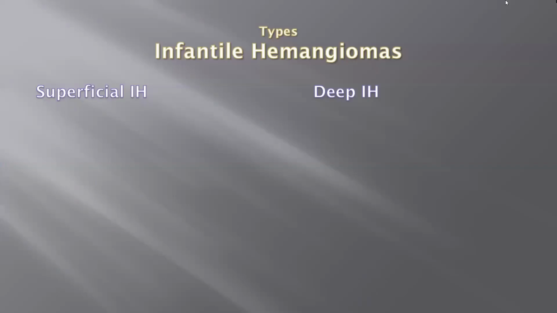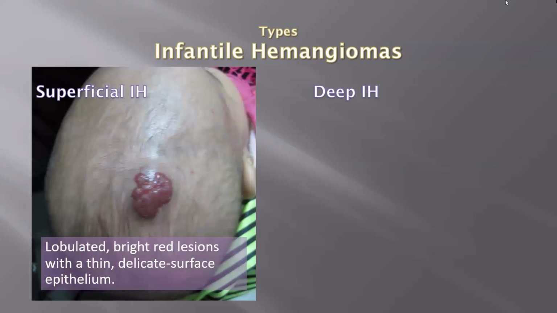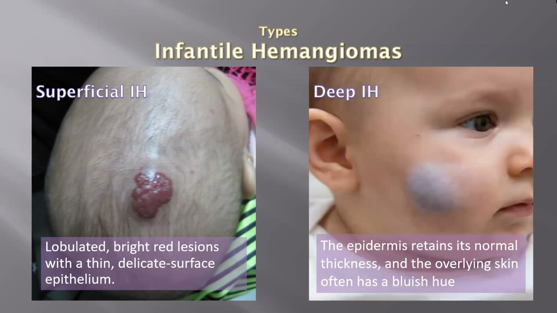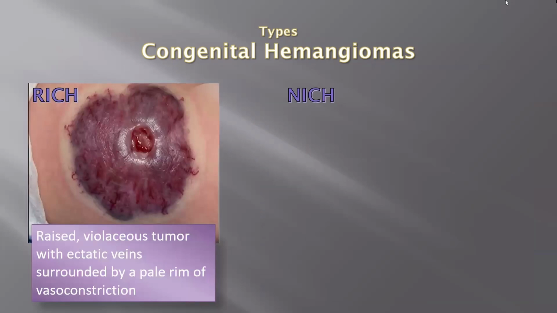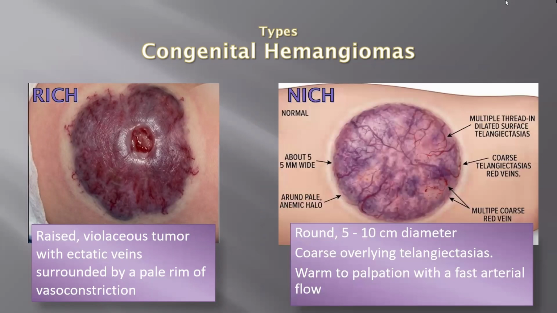Infantile hemangiomas may present in one of 2 forms, either a superficial or a deep infantile hemangioma. The superficial form is characterized by lobulated and bright red lesions with a very thin and delicate surface epithelium. In the deep infantile hemangiomas, the epidermis retains its normal thickness and is not thinned, and the overlying skin often has a bluish hue. As we discussed, congenital hemangiomas come in 2 forms. Either the rapidly involuting one, which is a raised violaceous tumor with ectatic veins surrounded by a pale rim of vasoconstriction, and the non-involuting one, where its round maximum diameter is 10 cm with a coarse overlying telangiectasia, and it is warm to palpation with a fast arterial flow.